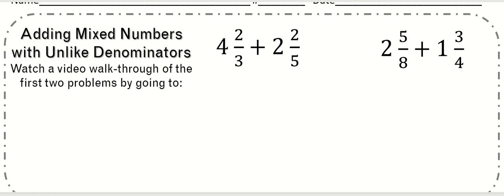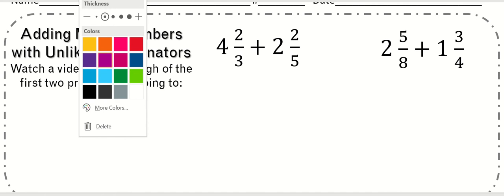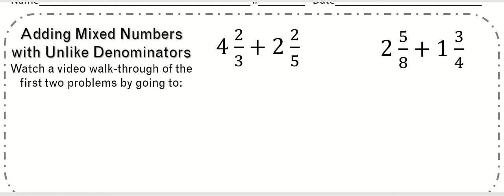Welcome to Adding Mixed Numbers with Unlike Denominators. Let's do a quick review so that you can be really sure of these skills. So the first problem is 4 2/3 plus 2 2/5.